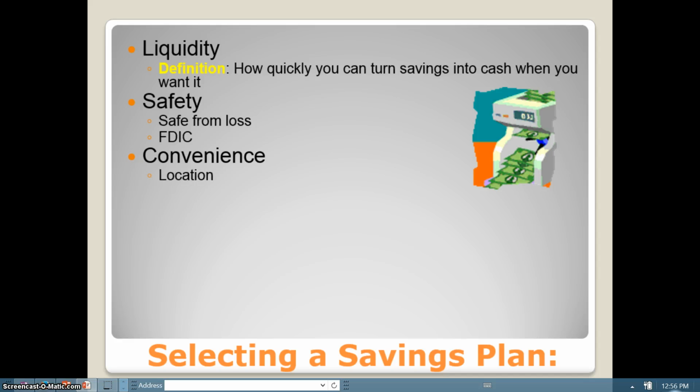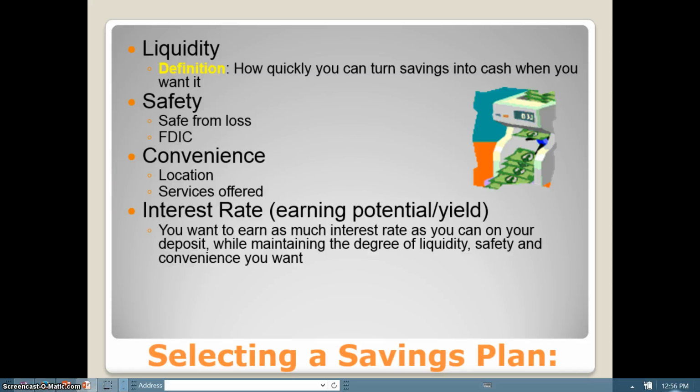Other things you need to think about are convenience, meaning how close do you need to have your local savings account, or do you need to have local ATMs, as well as what kind of services may be offered through that particular institution where I might want to have that savings plan at. Meaning, does it have online accounting? Does it have a variety of different CDs that are offered and such? Next is going to be your interest rate, or what's the earning potential on that savings that I can get, the yield. So you want to earn as much interest rate as you can on your deposit while maintaining the degree of liquidity, safety, and convenience that you want.